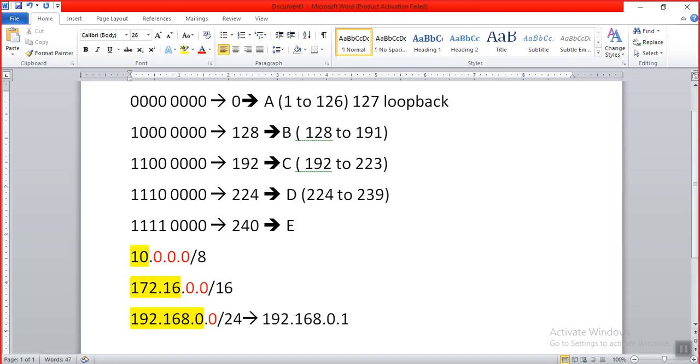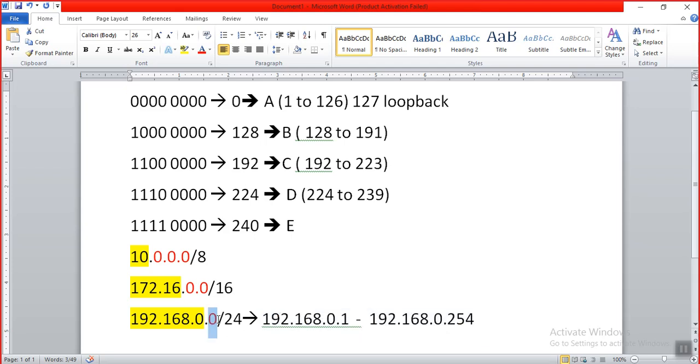So from 0.1 to 192.168.0.254, this is the last IP. So this is your IP range, from 0.1 to 0.254. That means the total IP addresses are 254.